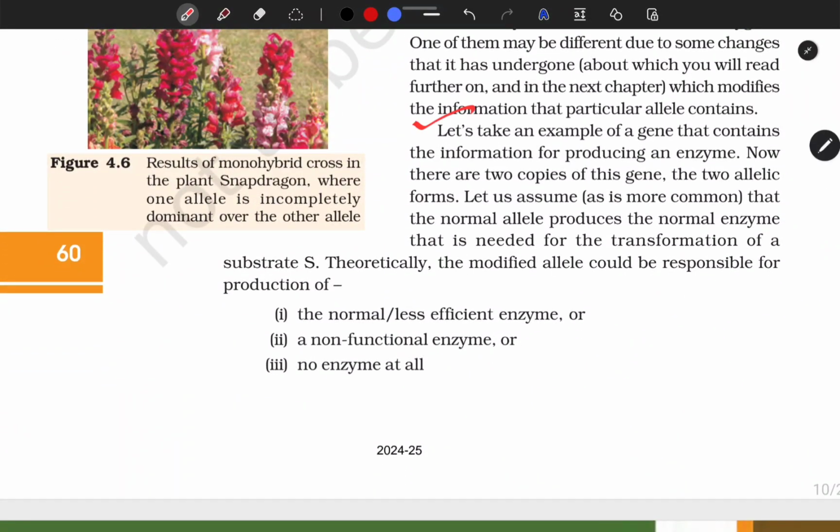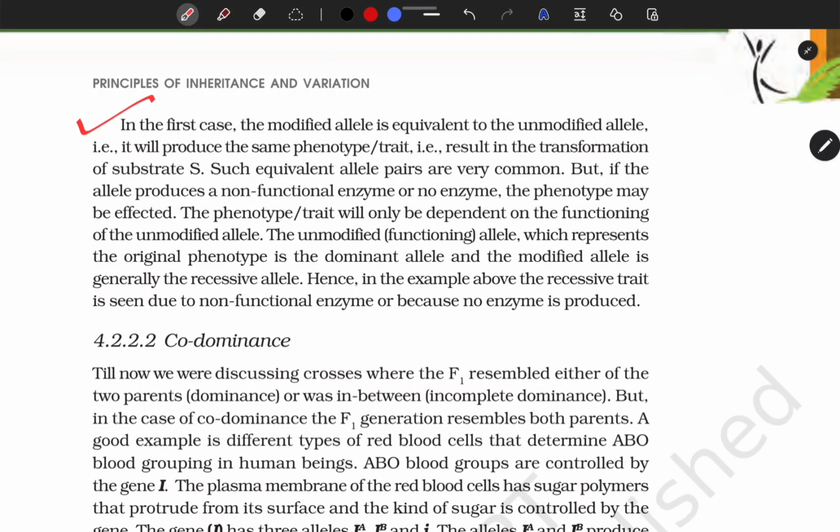Let's take an example of a gene that contains the information for producing an enzyme. Now there are two copies of this gene, the two allelic forms. Let us assume, as is more common, that the normal allele produces the normal enzyme that is needed for the transformation of a substrate capital S. Theoretically, the modified allele could be responsible for production of the normal or a less efficient enzyme, or a non-functional enzyme, or no enzyme at all. In the first case, the modified allele is equivalent to the unmodified allele. That is, it will produce the same phenotype or trait, that is, result in the transformation of substrate S.